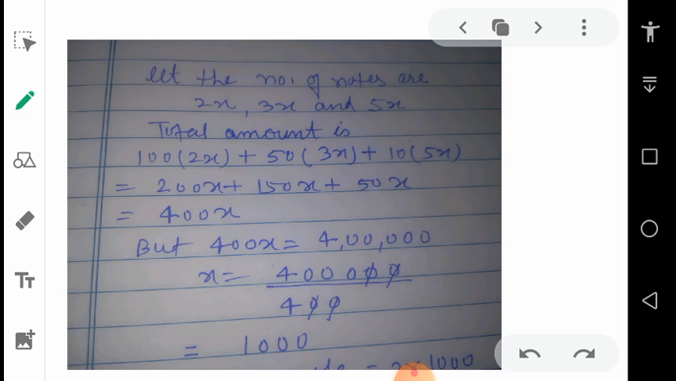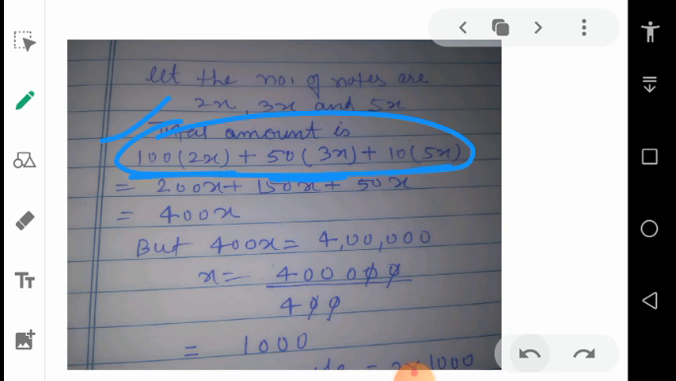So for rupees 100 we have 100 into 2x. For rupees 50 we have 50 into 3x, and for rupees 10 we have 10 into 5x. This statement is very important. If you write this correctly, you will find the answer 100%. But if this is wrong, you cannot get the answer.